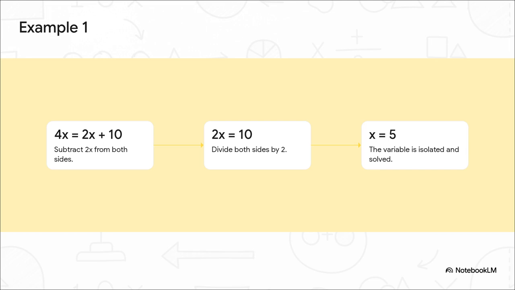Now our newly simplified equation is beautifully balanced at 2x equals 10. Step 2, we just isolate the variable by dividing both sides by 2. And step 3, boom, we find our answer, x equals 5.